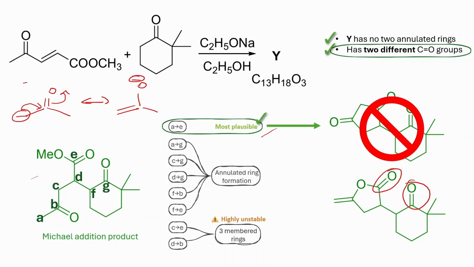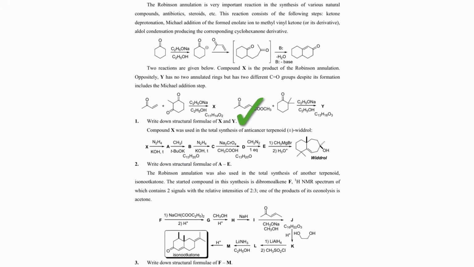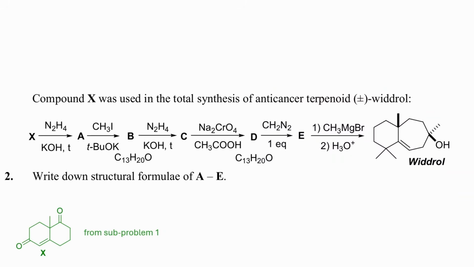Okay, and make sure that we write square brackets for resonance structures, because the double-headed arrow and square brackets are a must-have when we want to show resonance structures. Okay, we are done with subproblem 1. Now we will move on to the second subproblem here. And obviously we have this structure of X that we take from subproblem 1, because that's going to be the starting point for this subproblem.